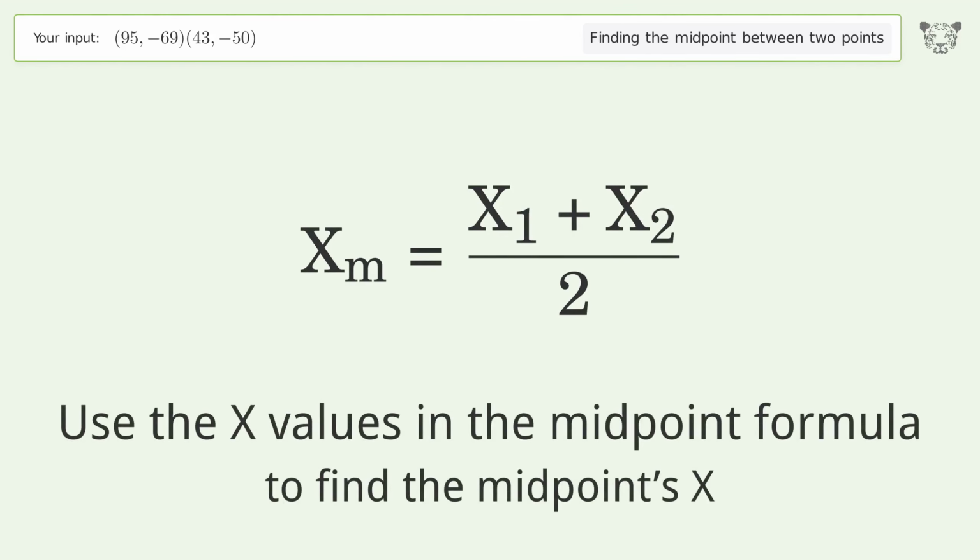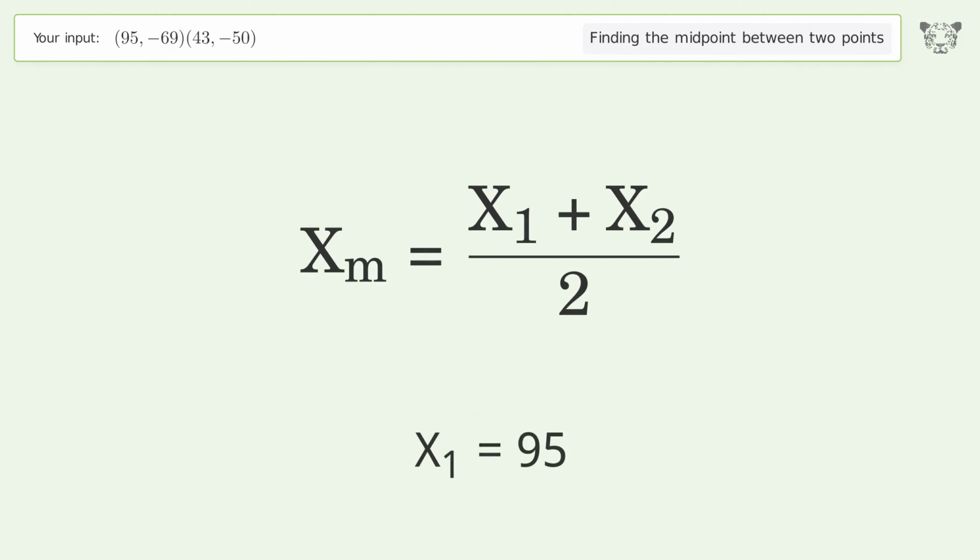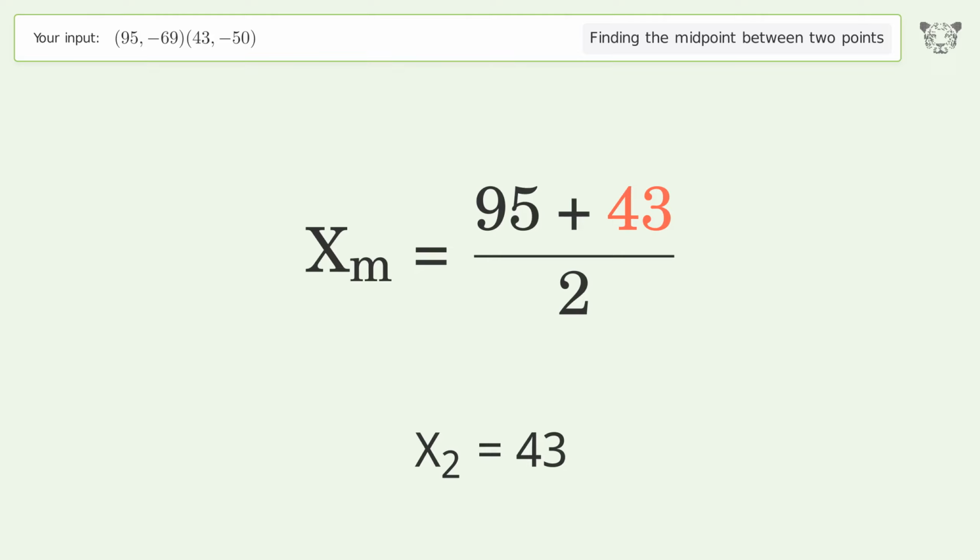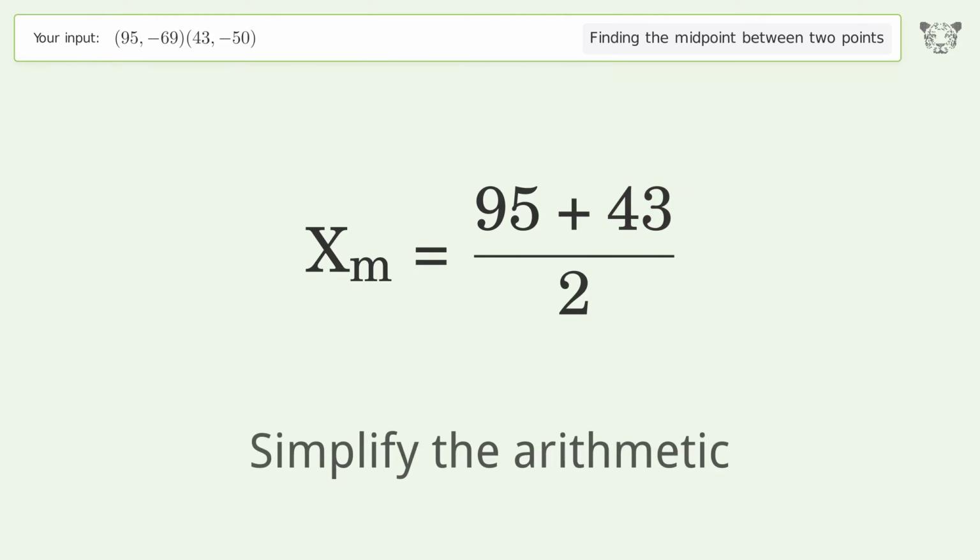Use the x values in the midpoint formula to find the midpoint's x. x1 equals 95. x2 equals 43. Simplify the arithmetic.